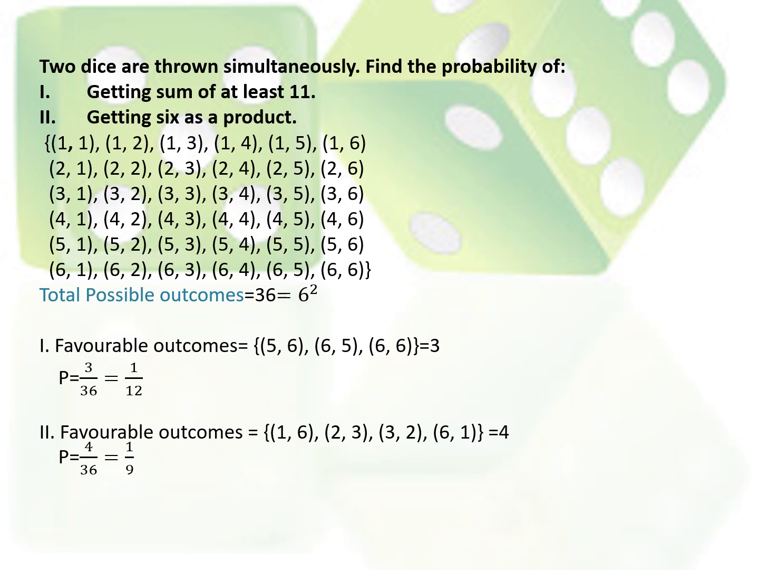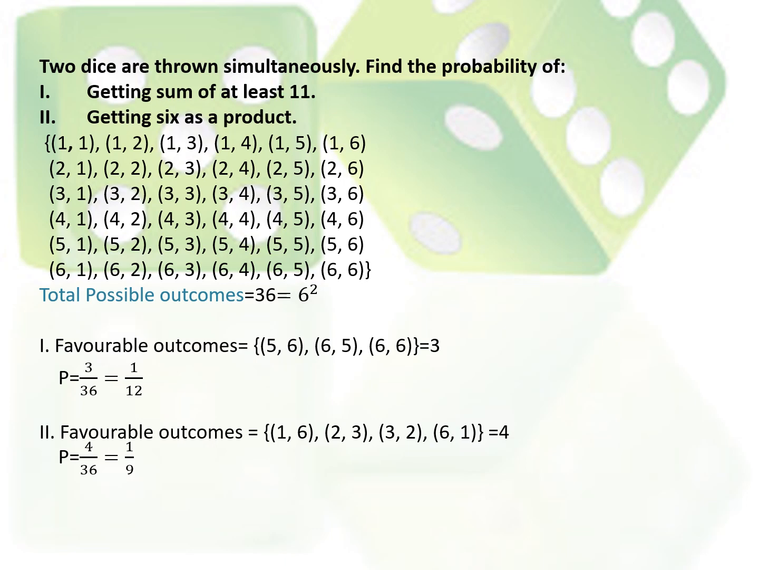Let us first discuss the question which I asked in my last video. Two dice are thrown simultaneously. Find the probability of getting sum of at least 11, getting 6 as the product. So here is again the case of two dice. So we will have 36 possible outcomes.